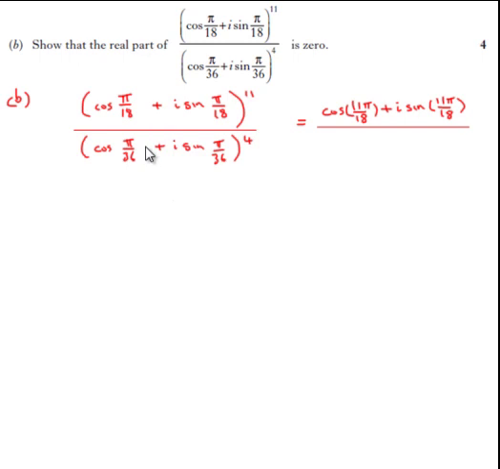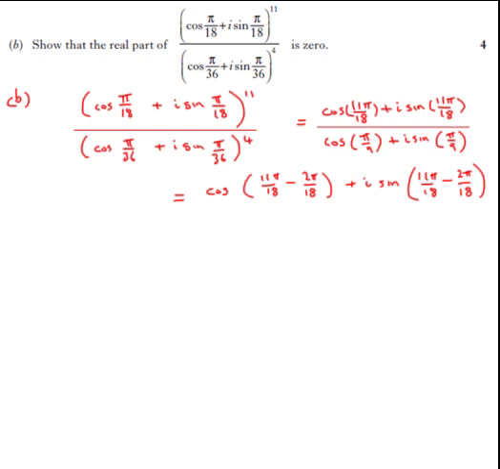Doing the same in the bottom, the 4 can be brought in to multiply the angle. 4 times pi by 36, the 4 cancels into the 36 9 times. So in fact on the bottom we've got cos pi by 9 plus i sine pi by 9. Dividing these two complex numbers, we subtract the angles. Pi by 9 can be written as 2 pi by 18. So the answer to this is the cos of 11 pi by 18 minus 2 pi by 18 plus i sine 11 pi by 18 minus 2 pi by 18.